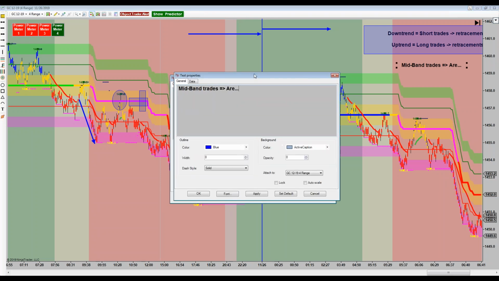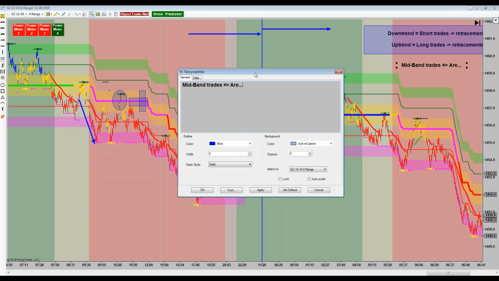So if we round out our explanation, and this would be true of both longs and shorts, the only difference being whether you're selling the market or buying it, because the location is the same, right? Are located on or around the midband. Good. So that oval is an example of a midband short trade.